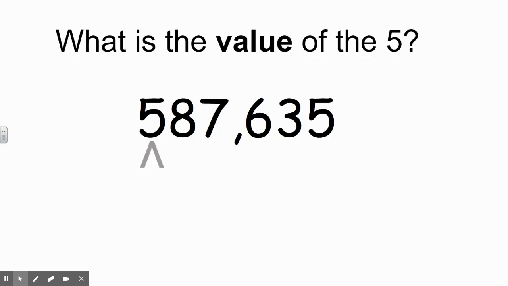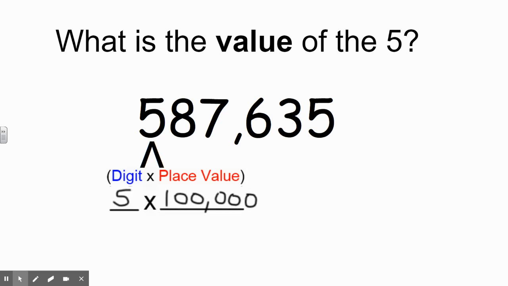All right. So here, I'll just show you. If I have what is the value of the 5, if we're using that upside down V, we know we're focusing on digit and place value. So the digit is a 5. The place value of that 5, it's parked in the 100,000s place. So if I have 5 groups of 100,000, that would be a total of 500,000. So that 5 is worth 500,000 because of where it's parked.